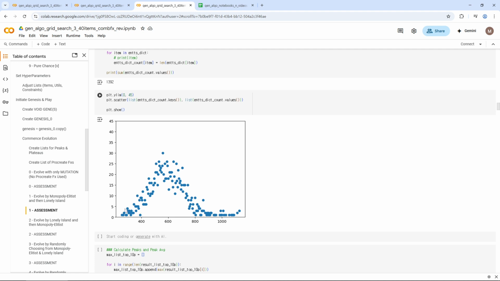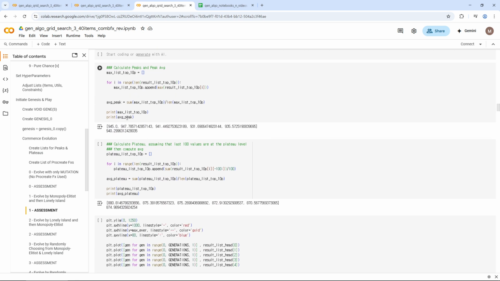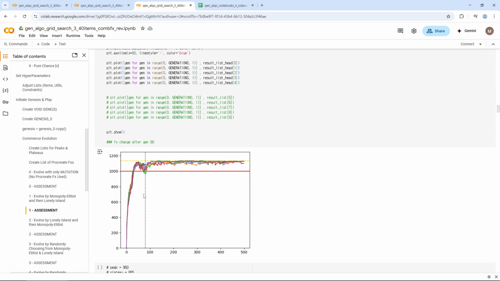Yeah, so you can see that there are more entities towards the right with higher sum utility values, and we calculate the average peak, which is 940, the average plateau is 874, and here are the heads.